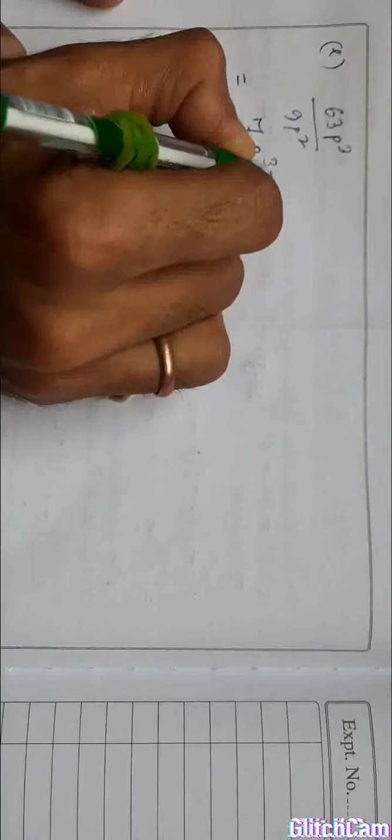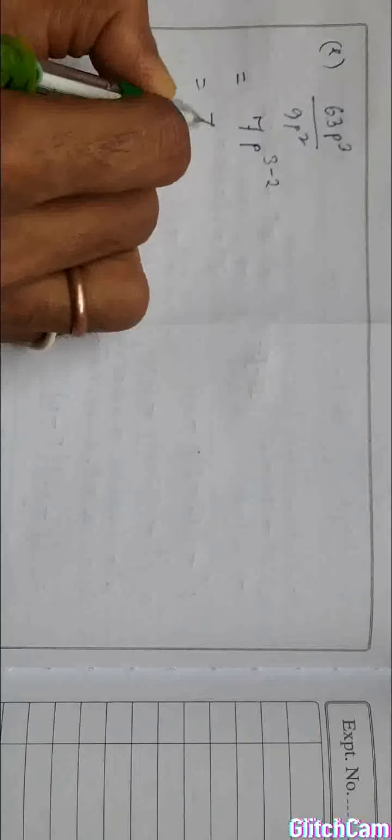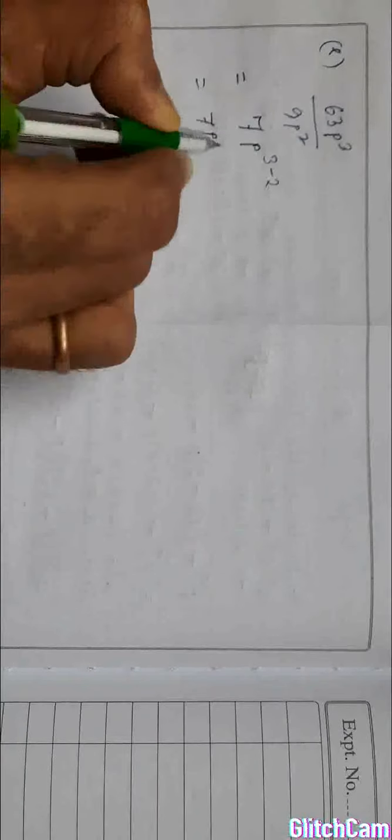Next question is 63 p cube divided by 9 p square. 9 sevens are 63 and p to the power 3 minus 2. So 7 into p to the power 1, which is 7p.